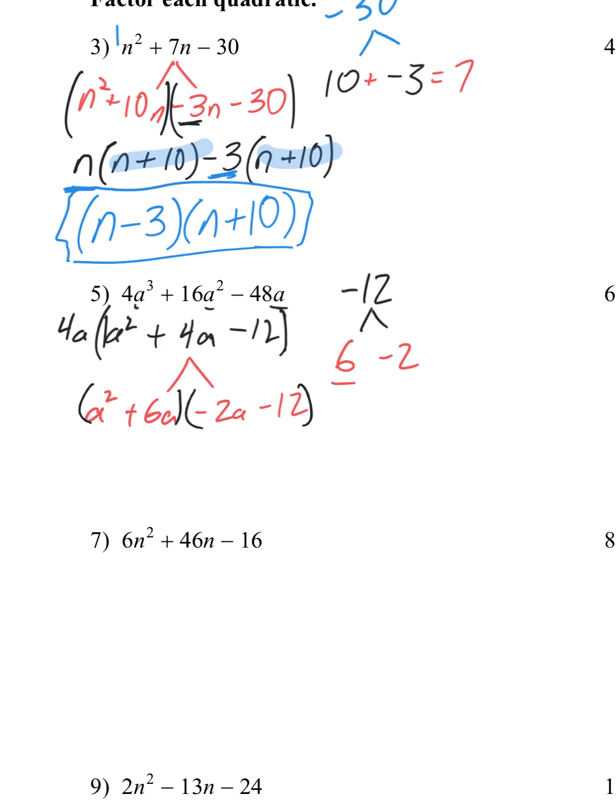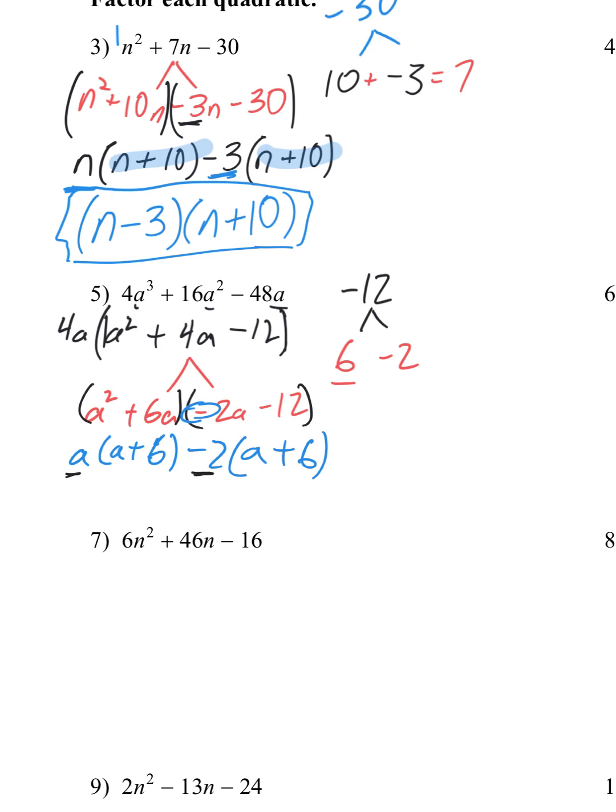From the first group, I'm going to take out an a, and I'm going to be left with a plus 6. From the second group, remember this negative's in the front, so I'm going to pull out negative 2, not just 2. And I'm going to get a plus 6. So remember, when you take out the negative, it's flipping that sign. Okay? So let's combine this to make our final answer.